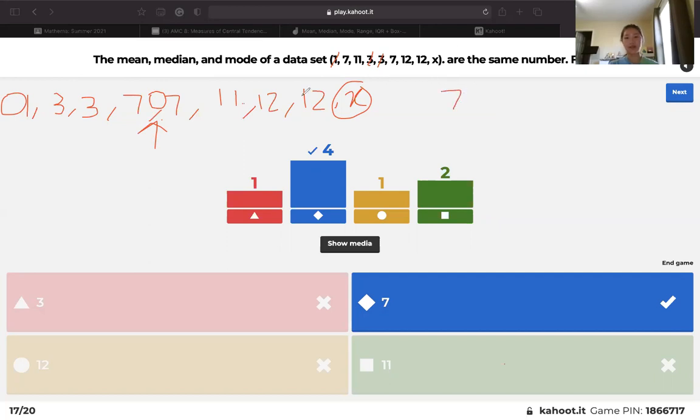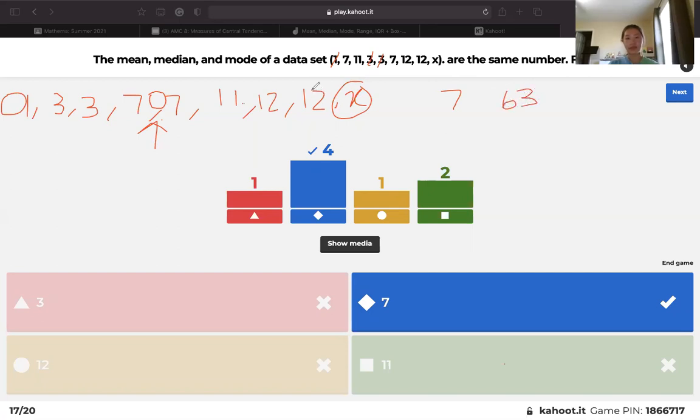So then we can find X by finding the total sum of all of the numbers using the mean and the number of numbers, and then subtracting the rest of the numbers to find X. So we've done this a couple of times, but basically we would just do mean times the number of numbers. So there's 1, 2, 3, 4, 5, 6, 7, 8, 9 numbers, and the mean we know is 7. So 9 times 7 is 63.